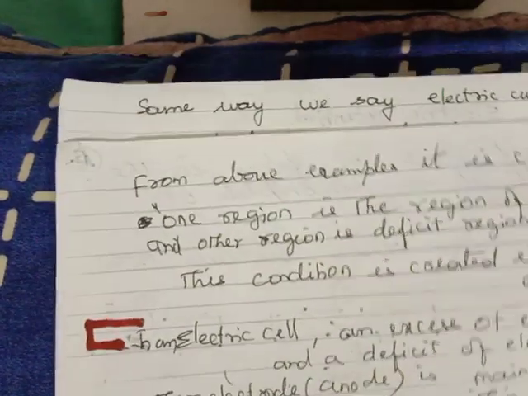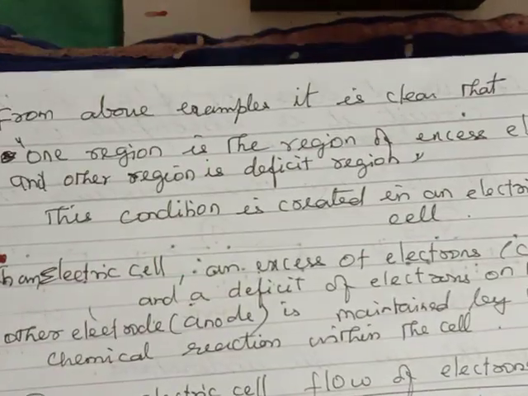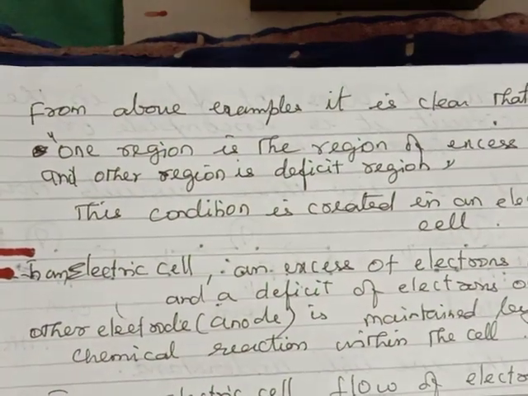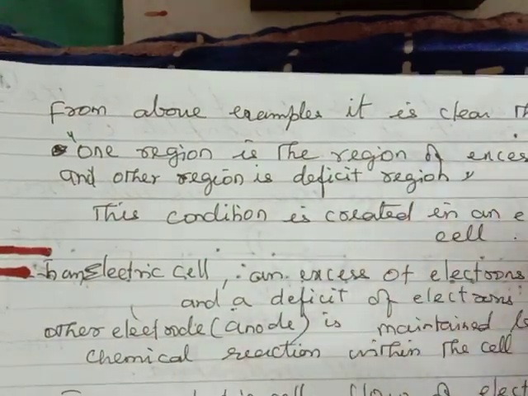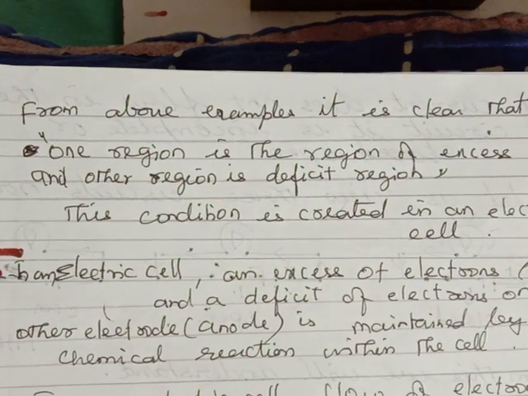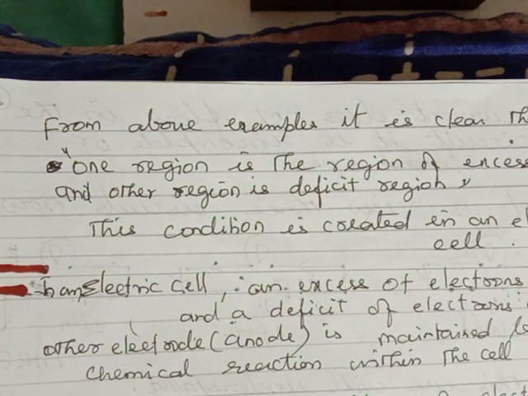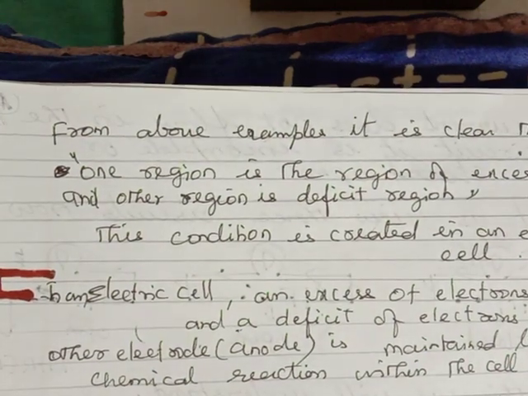Now, from the above examples, what is coming to your mind? From the above examples, it is very clear that one region is a region of excess electrons and the other region is a deficit. So what do you mean by deficit? It means a poor region of electrons: excess region and poor region. Instead of poor, you are using the word deficit.